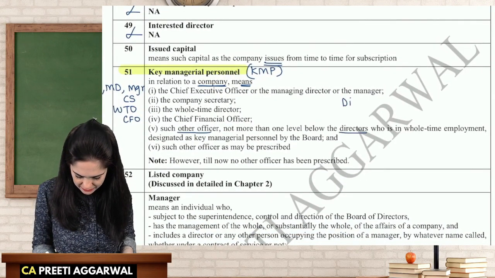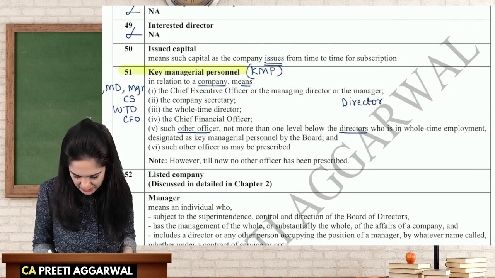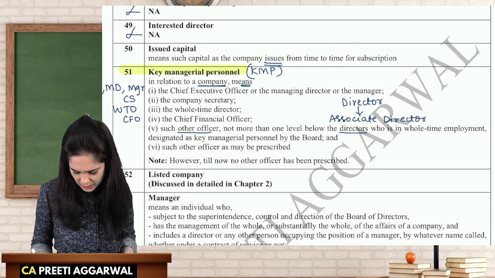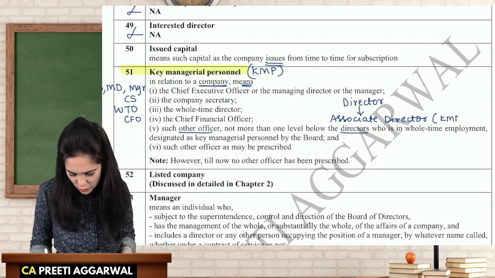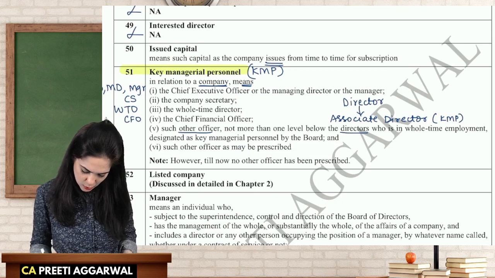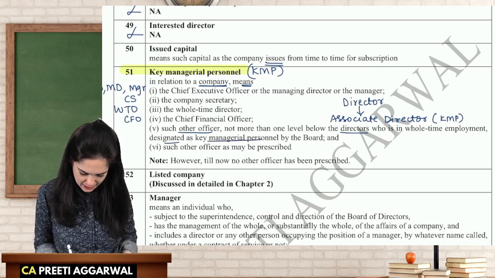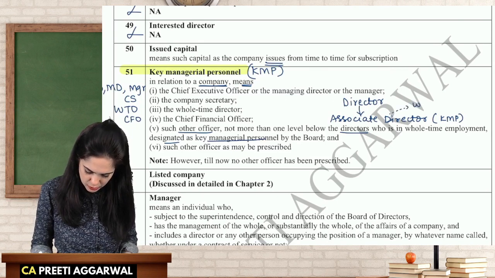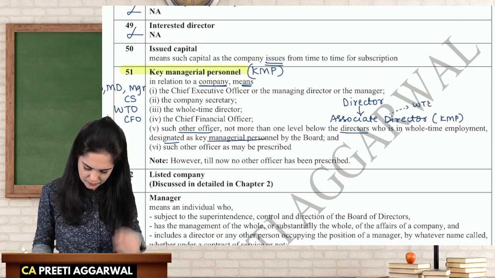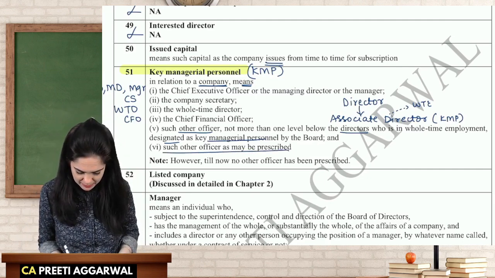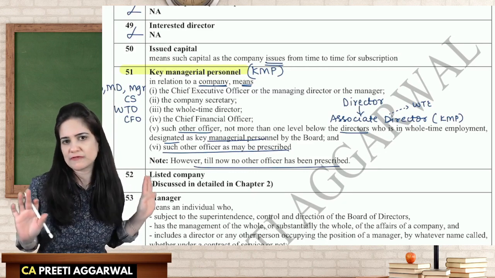So let's say that I have a director. One level below him is an associate director. This person is also KMP. We won't go below this. Someone who is in whole-time employment and designated as KMP is also KMP. We won't go one level below this. Any such officer as may be prescribed. As of now, no other officer has been prescribed.